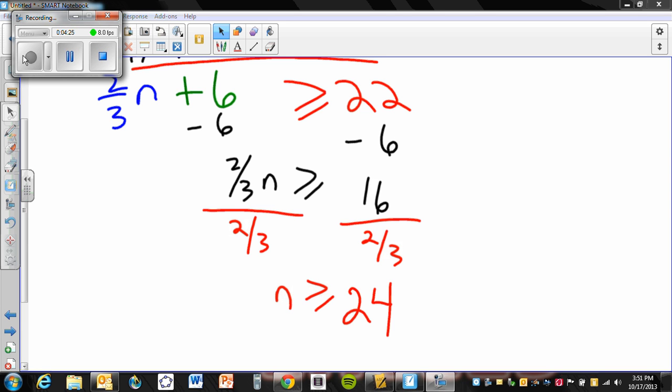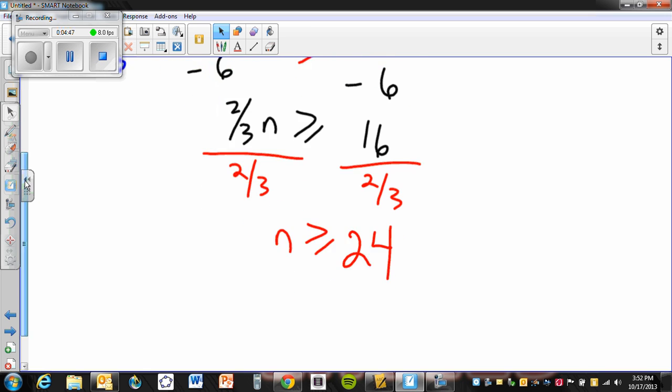I can tell you a very, very, very strong probability will be you will always add or subtract a number first. I was looking at the problems. They all look like you will do your addition and subtraction first. So in this case, minus 6, both sides, we get 2/3 n is greater than or equal to 16.